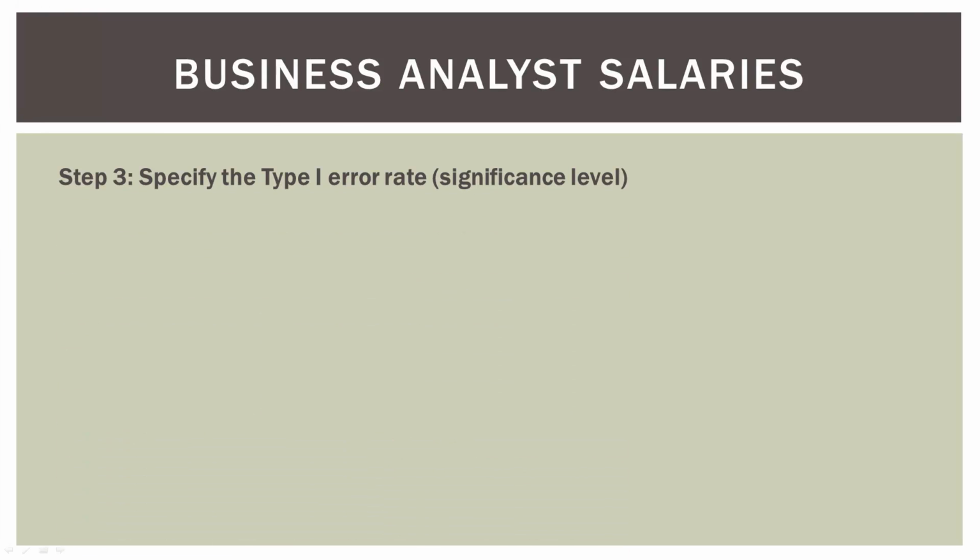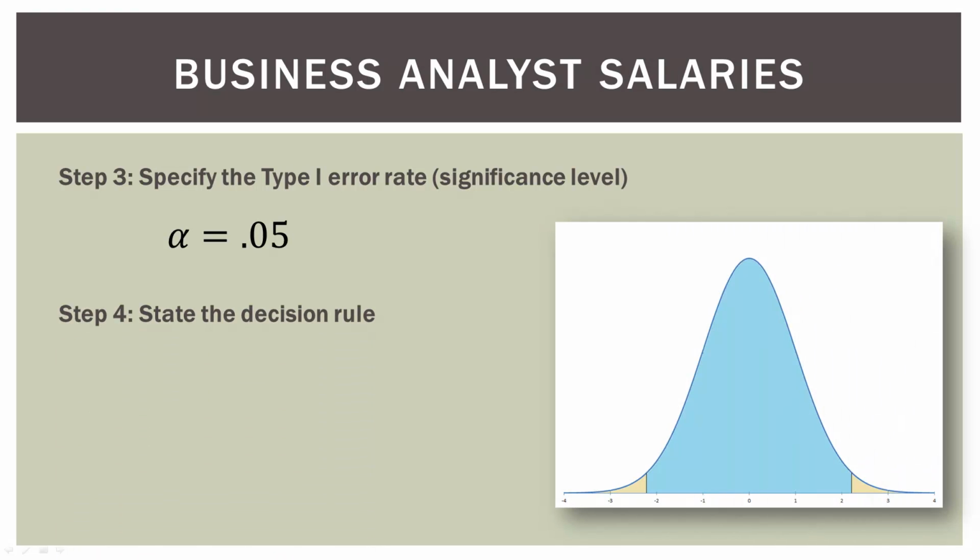So specify the type 1 error rate. Now, this is my choice. I'm going to choose an alpha of 0.05. I could have selected an alpha of 0.01 or 0.10, but I choose the middle ground, and I'll select an alpha of 0.05. That means I accept the possibility that I might make a type 1 error 5% of the time.